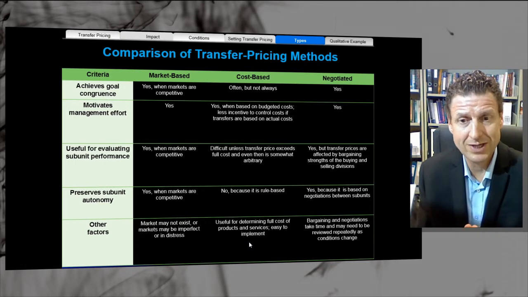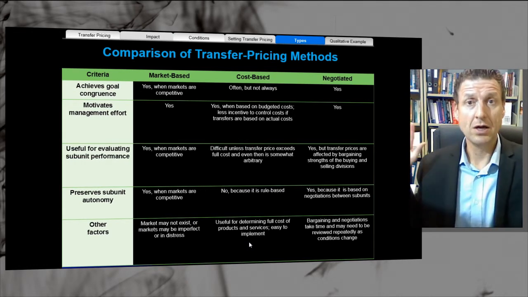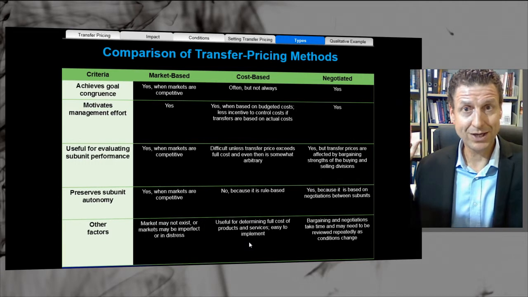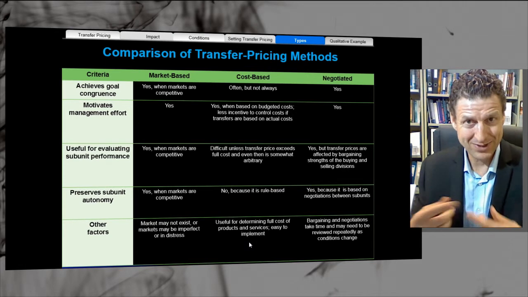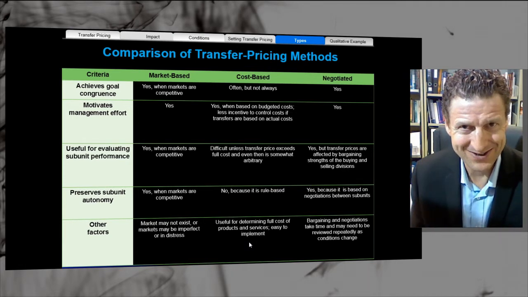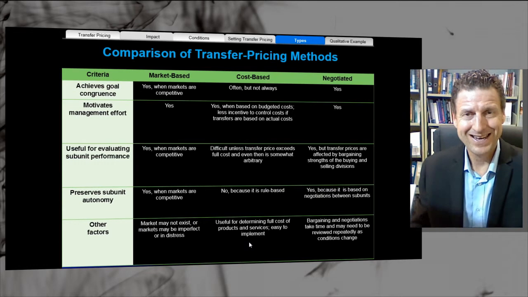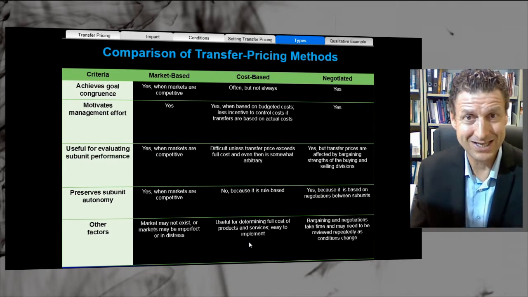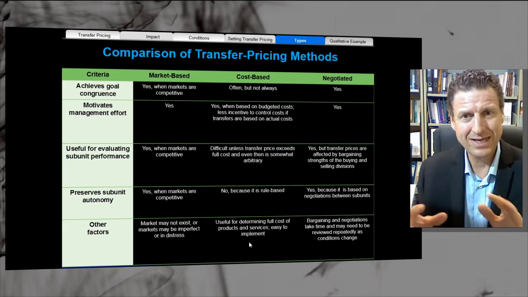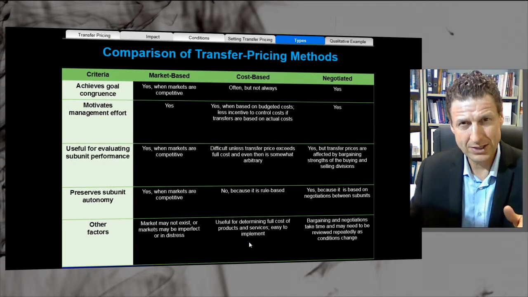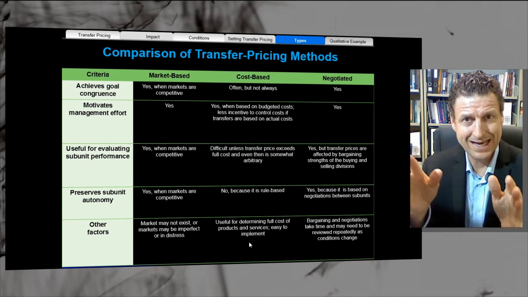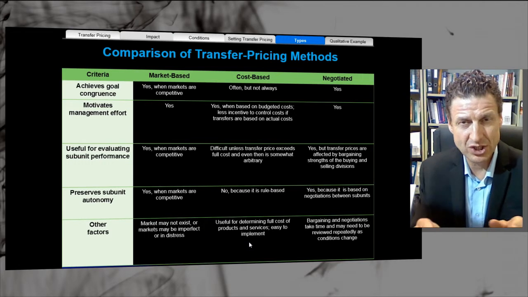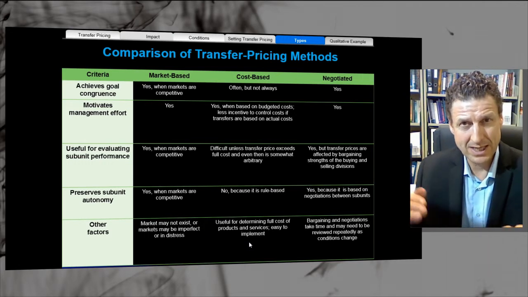And negotiated transfer pricing does help preserve subunit autonomy because it's based on negotiations. I'm the head office. Don't come to me. You work it out yourself, right? Okay, you do the negotiation yourself and then come back to me and tell me what you have decided. Okay, so I'm not going to get involved. You guys are autonomous. It's a decentralized organization. Go and negotiate. So there you have it. We have the different criteria in using transfer pricing, and we have the different types of transfer prices, and they don't always effectively achieve these purposes to the same extent.